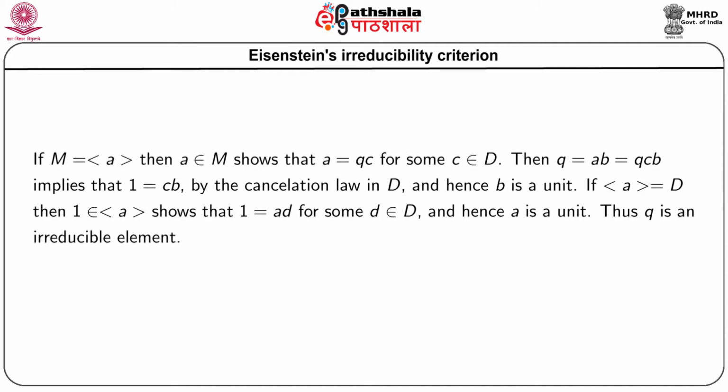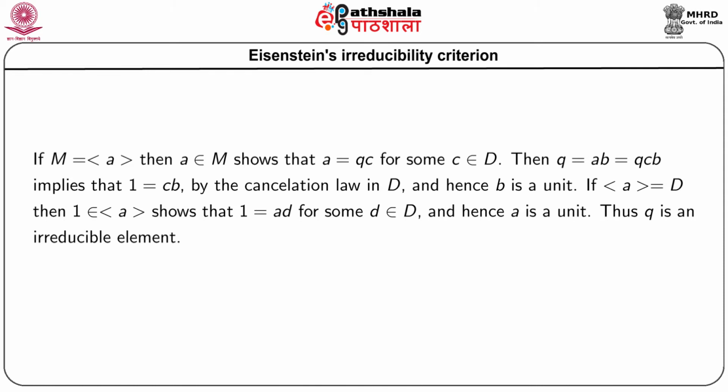If it is equal to M, then A belongs to M, which shows that A becomes a multiple of Q, that is A equal to QC. Replace the value of A in Q equal to AB and we get Q equal to QCB. Since Q is non-zero and D is an integral domain, it follows by the cancellation law in D that 1 is equal to CB and hence B is a unit. Thus, if M is equal to the ideal generated by A, it follows that B is a unit.